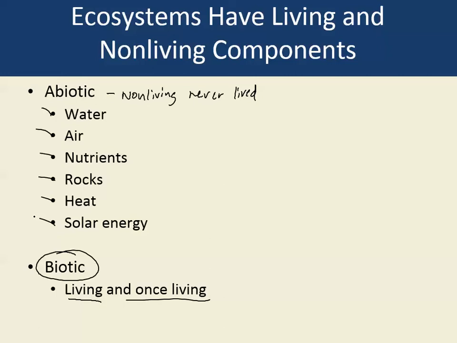Rocks can have some components of things that once lived. You can say that a certain type of sedimentary rock, a certain type of limestone, is an organic limestone because it contains shell material that was created by something that was once living, but a rock is still an abiotic factor.